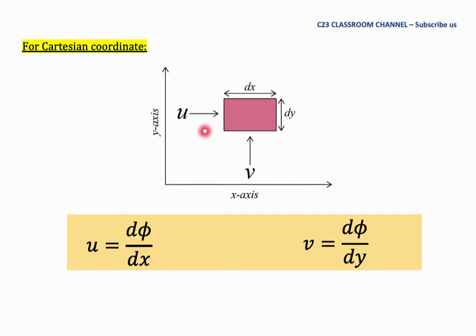So u is equal to d phi over dx, and v here is moving from bottom to top along the y direction. So we could write v is equal to d phi over dy, where dy here is the distance traveled by the fluid in this element. For potential flow, as already mentioned previously, phi is a scalar, so it does not have any direction of negative and positive. So both terms here remain in positive terms.